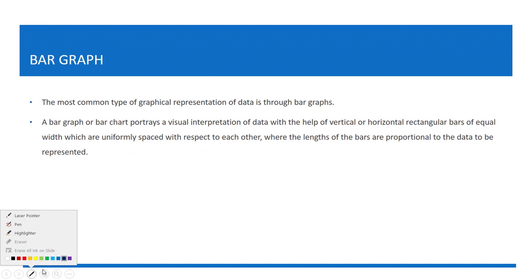Here, a bar graph means what? It is the most common type of graphical representation of data. A bar graph or bar chart portrays a visual interpretation of data with the help of vertical or horizontal rectangular bars of equal width, which are uniformly spaced with respect to each other, where the length of the bars is proportional to the data to be represented. This is very important. The length of the bars is supposed to be proportional to the data to be represented.